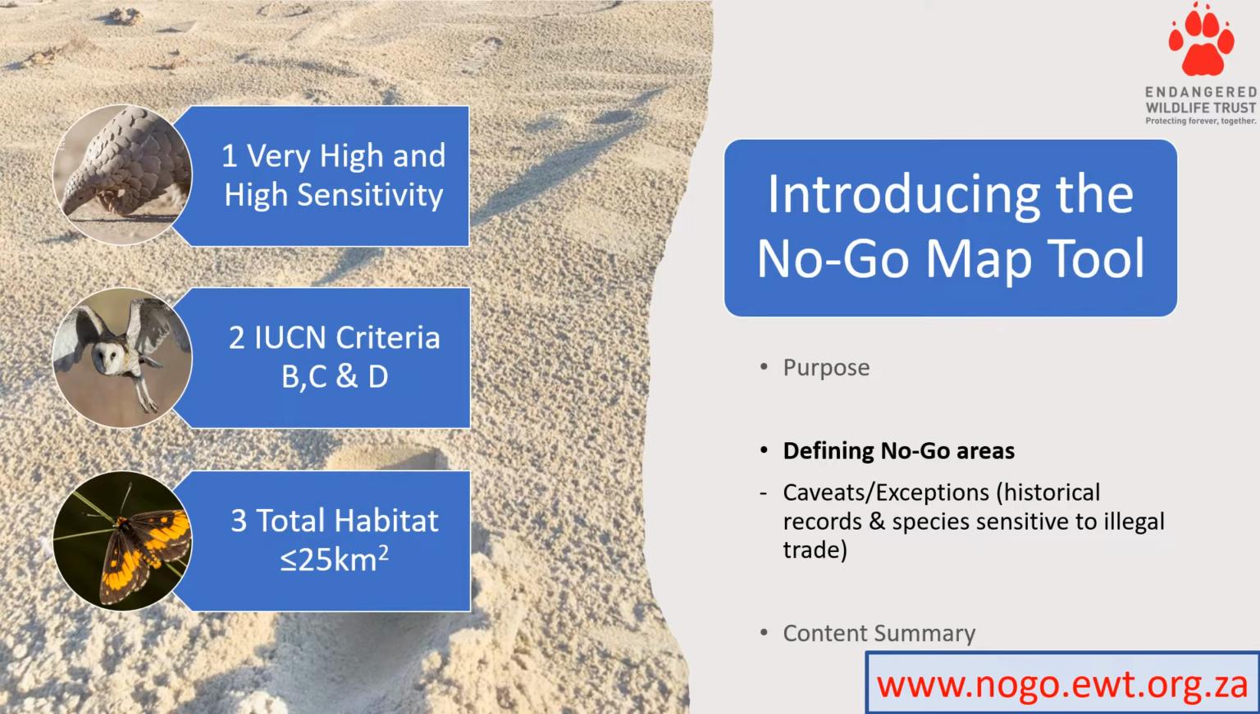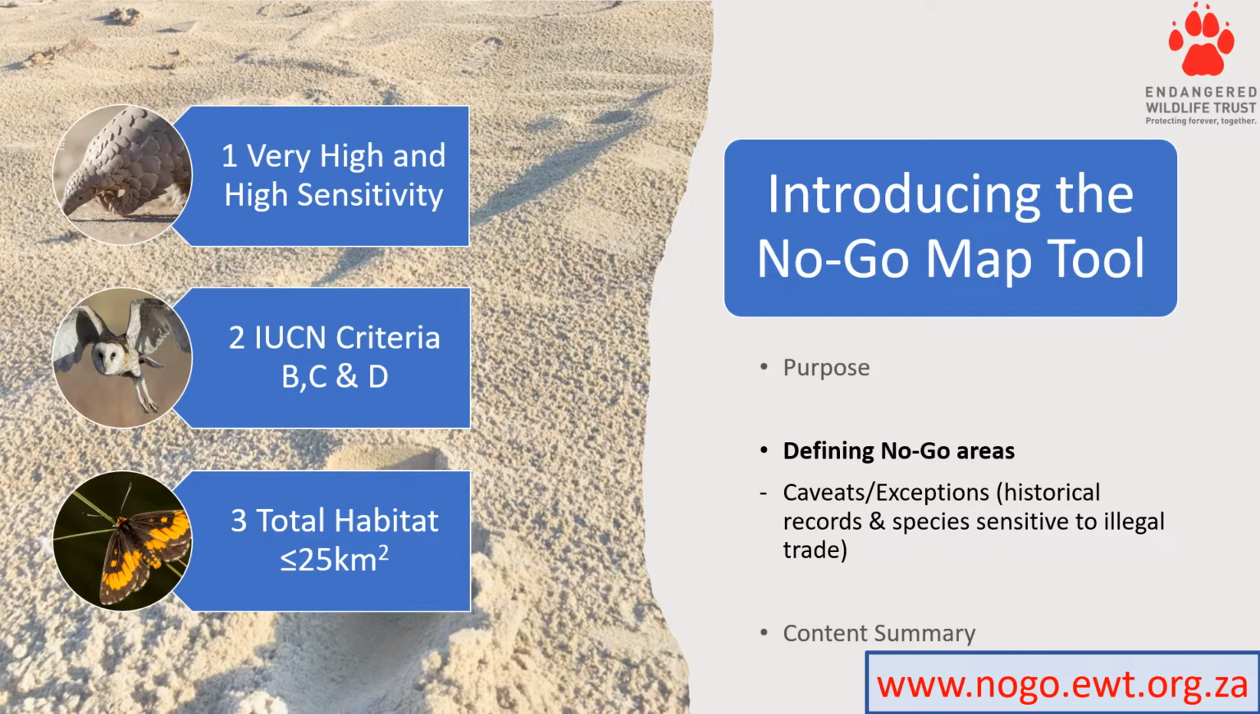Third, we calculated the total geographic area of the polygons in the screening tool layers and retained species which had a total of less than or equal to 25 square kilometers. These three filters therefore identified those species for which we have confirmed occurrence records from an extremely restricted area.